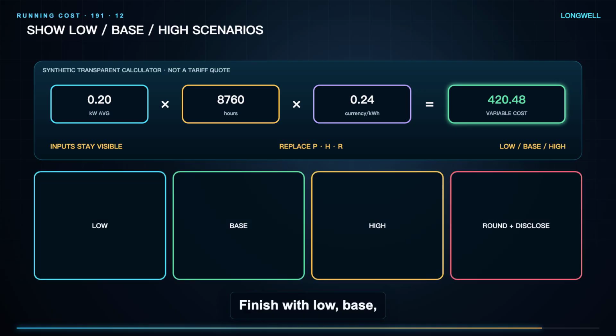Finish with low, base, and high scenarios and round to match uncertainty. Disclose excluded HVAC interactions, taxes, demand treatment, installation, and maintenance. Protect account, address, meter, and schedule data. The useful answer is a transparent formula the viewer can update, not a universal daily, monthly, or annual price.